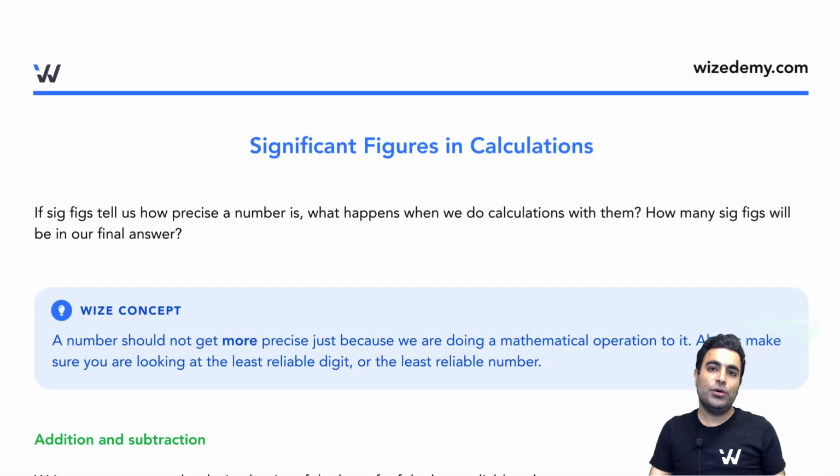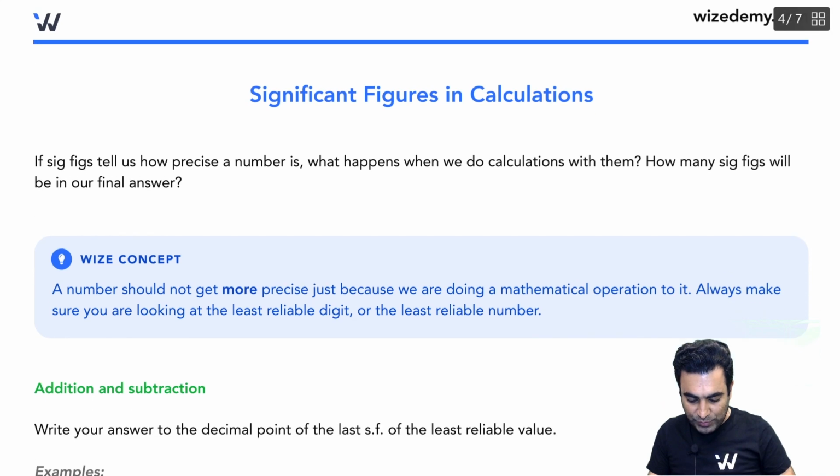Imagine you already know the number of significant figures in a number, but you want to do some operation on that number. For example, you want to add it to another number or multiply it by another number. The question is, what is the number of significant figures in the resultant number? Let's look at some of the rules we have here.